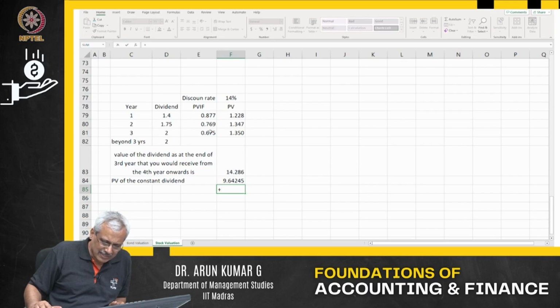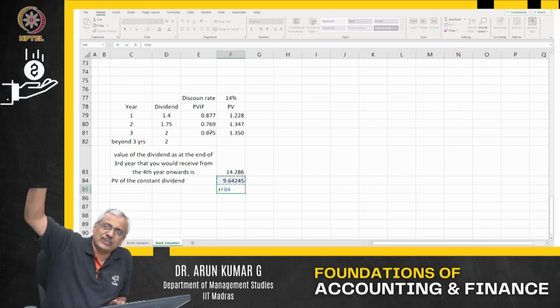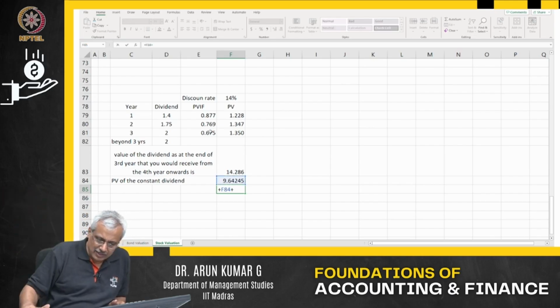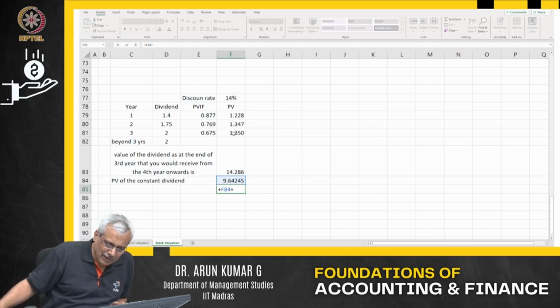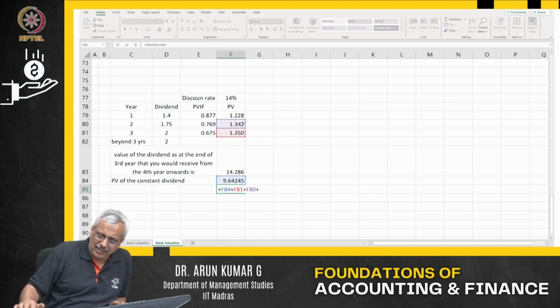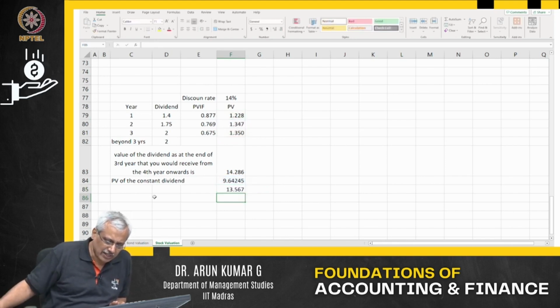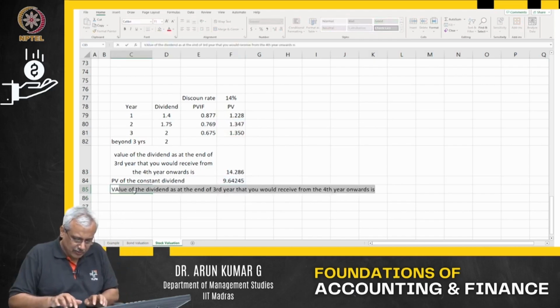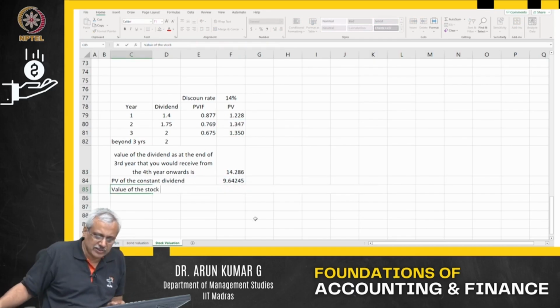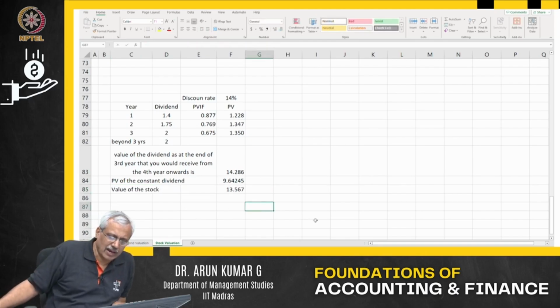So now what is the value of the stock? The value of the stock is the present value of the constant dividend from the 4th year, plus the present value of the dividend that I am going to get in the 3rd year, plus the present value of the dividend that I am going to get in the 2nd year, plus the present value of the dividend that I am going to get in the 1st year. This is what is going to be the value of the stock.